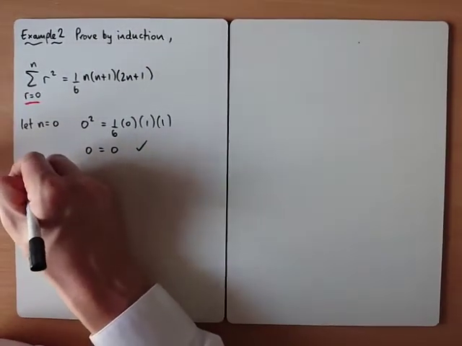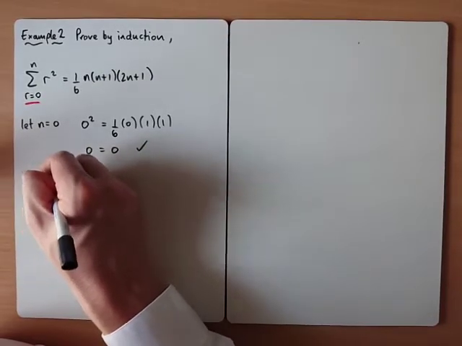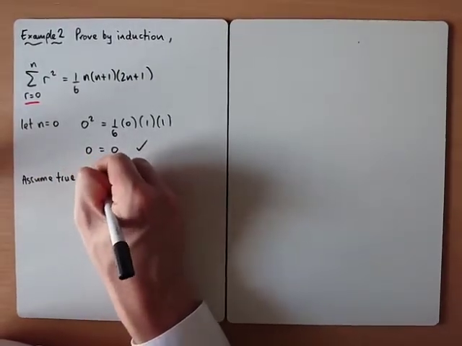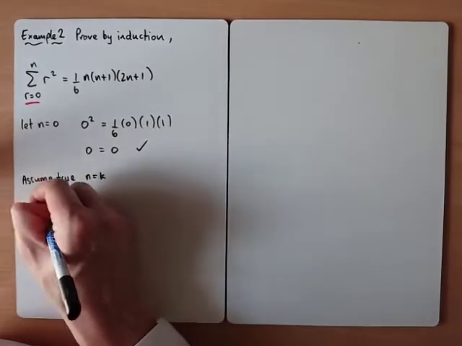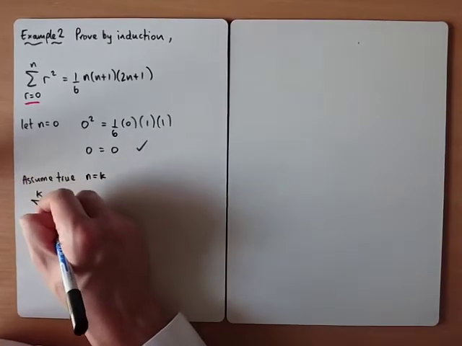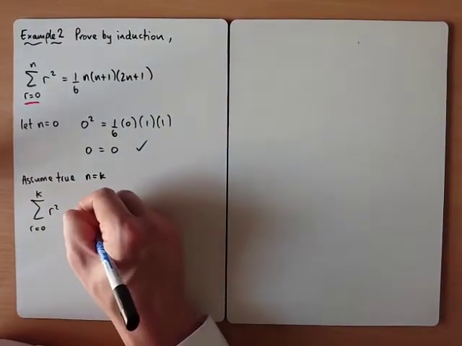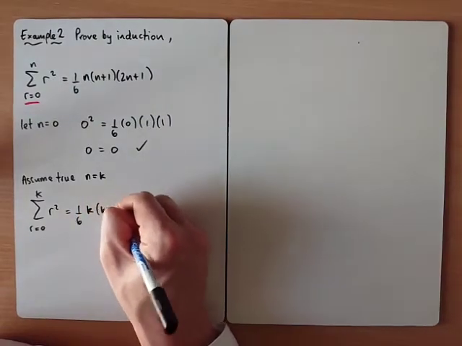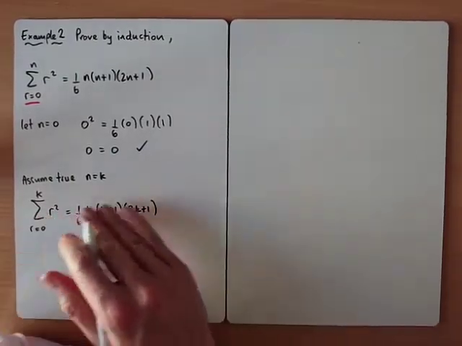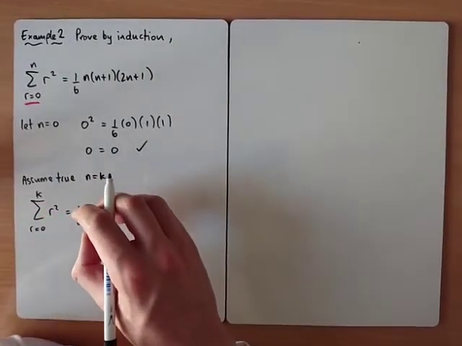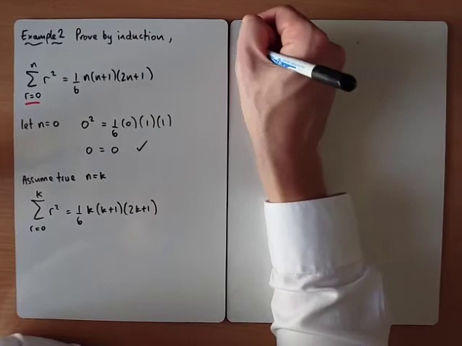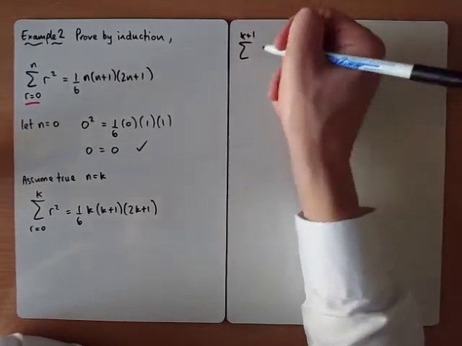Now let's assume it's true for n equals k. So we'll trust that the result works. And then, once we've assumed this to be true, we want to use this assumption to show it would work for the next term in the sequence as well. Okay, so we're aiming to get the sum of k plus 1.